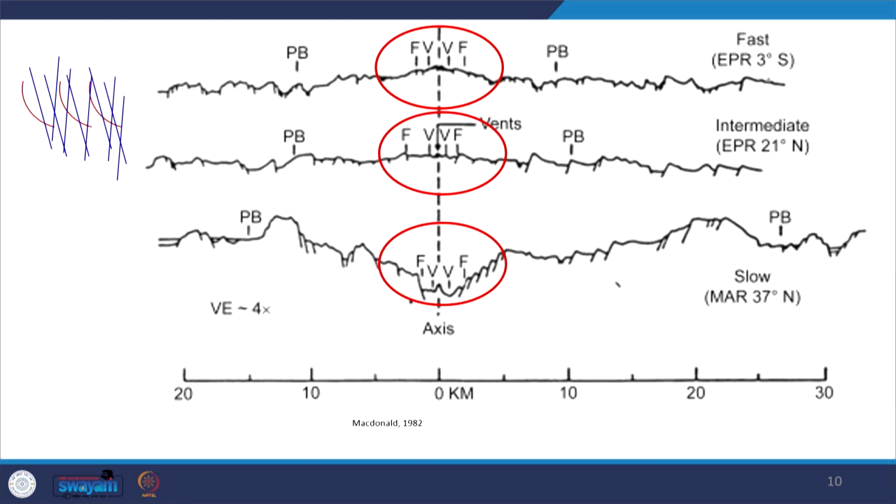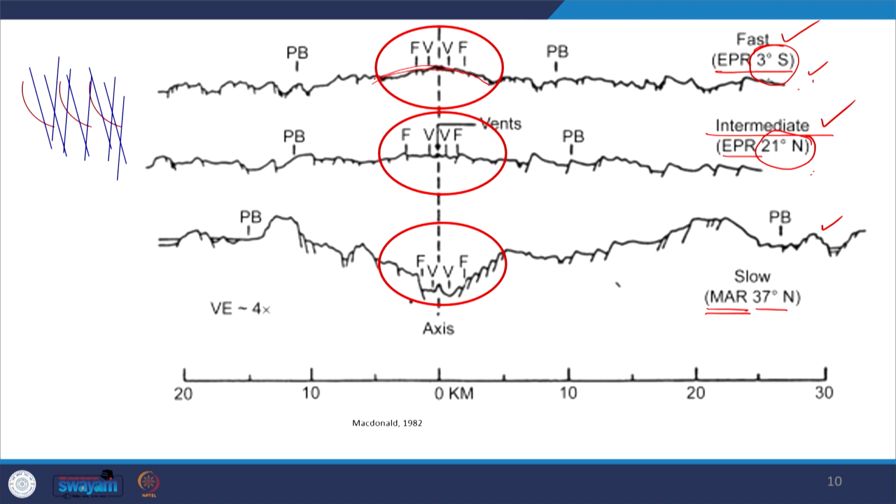Now you see this diagrammatic representation of the topography and structure. This is the East Pacific Rise, and this intermediate one is also the East Pacific Rise at a different position, at 3 degrees south, and this is 21 degrees north, and this is the Mid-Atlantic Ridge at 37 degrees north. So, these two images represent the fast and the intermediate spreading rate, and this is the slow spreading rate one.